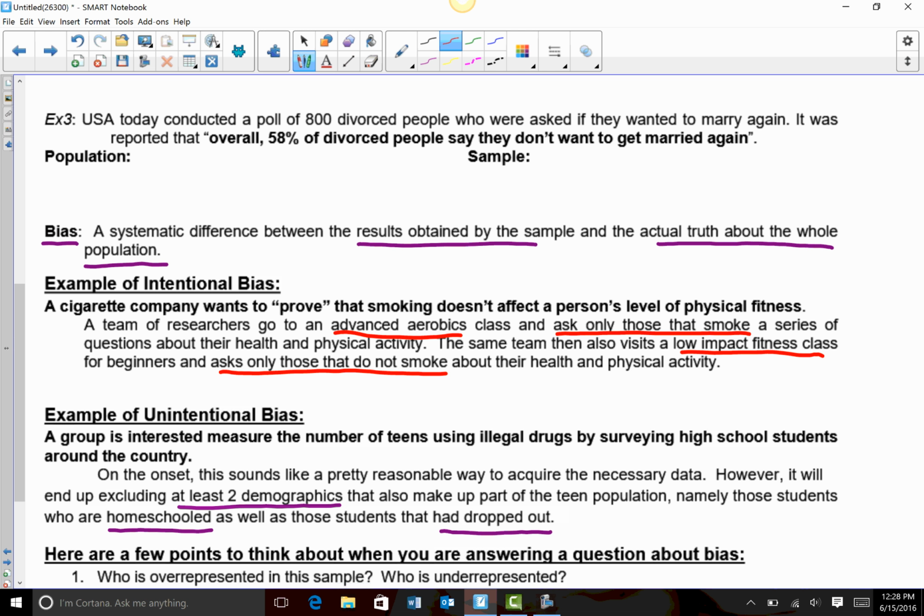So essentially they're trying to say that those that don't smoke are having to do low impact classes, and those that do smoke are able to participate in the advanced classes. And obviously, that's not always the case. There's limitations all around, okay?